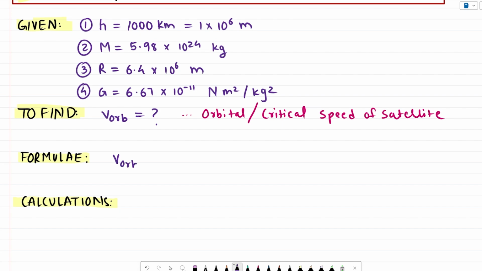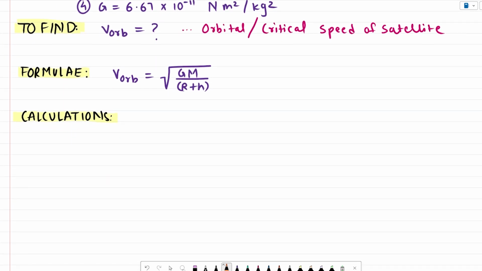So the formula for calculating the orbital speed of a satellite, v orbital, is given to us as under root g, that is the universal gravitational constant, into m, the whole thing divided by the distance between the satellite and the center of the Earth. And this distance is then the summation of the radius and the height at which the satellite is orbiting. Okay? So this is a formula that is under root of gm upon r plus h. As you can see, in the given data we have the information of all quantities. So all that's left is to substitute these values in the formula, and we get our orbital speed.